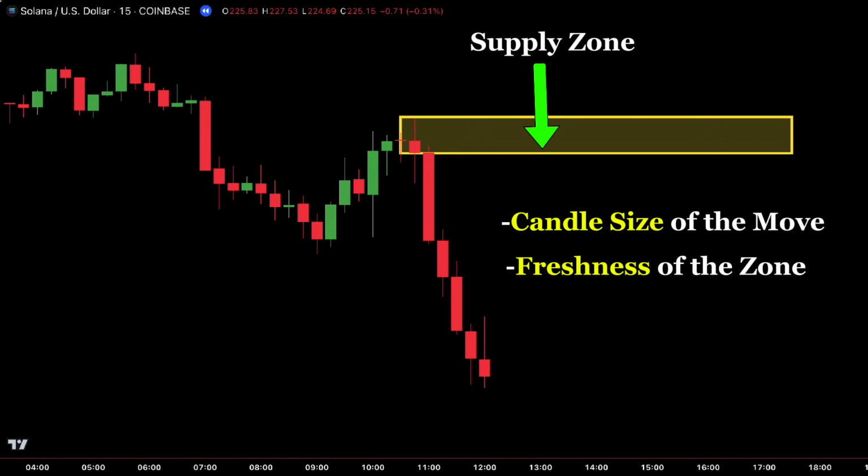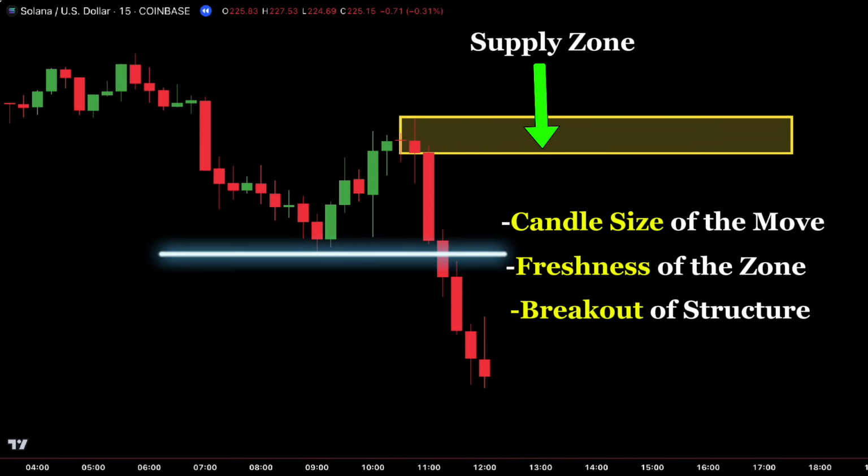Freshness of the zone. Now check if the zone has been tested before. It's clear that this supply zone is fresh and untouched, meaning institutions haven't returned to this level yet. The zone is fresh, making it highly reliable. Breakout of structure. Take a look at the market structure. The drop from the supply zone broke a significant previous low on the 15-minute chart. This structural break confirms that institutions are driving the price lower. The breakout of structure validates institutional control.